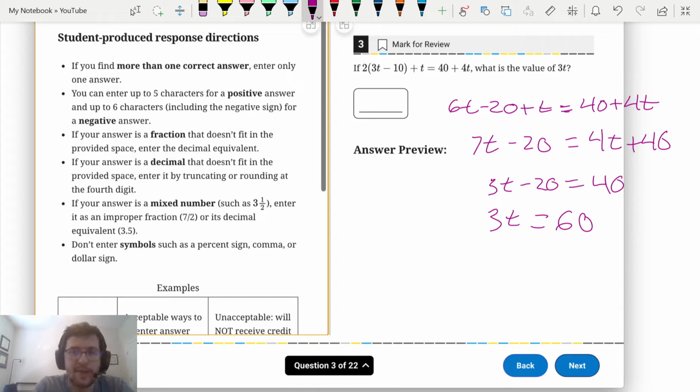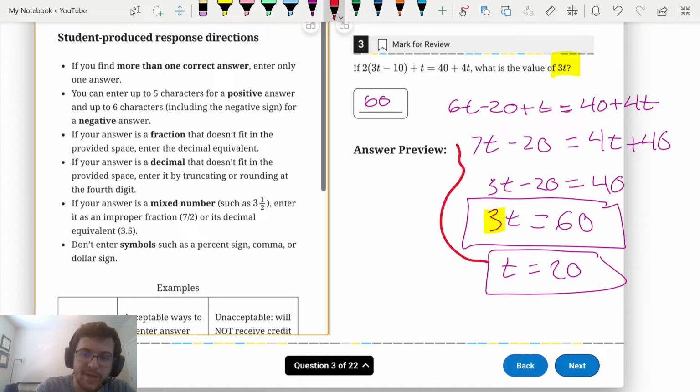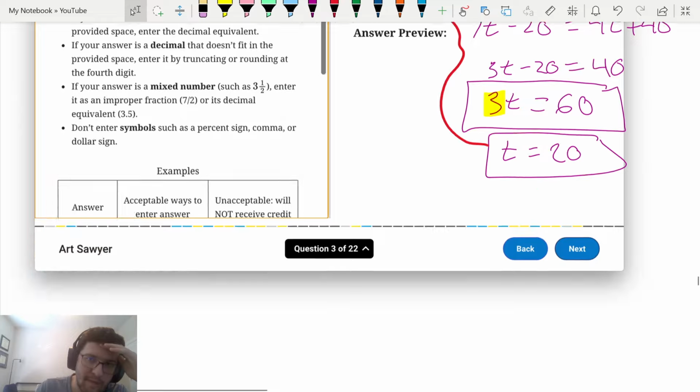So you could just stop there. You see it's asking for 3t, so you could just stop there. So the answer is 60. But even if you didn't realize that, let's say you divided by 3 and you got 20, you could then just plug it back into 3t and do 3 times 20, and you'd still get 60. So, moral of the story, if you see that you're done, just stop. Okay, great.